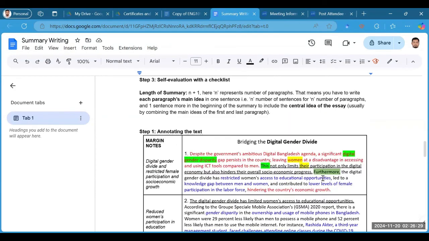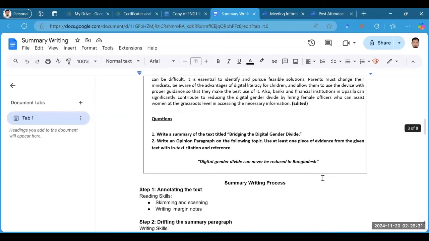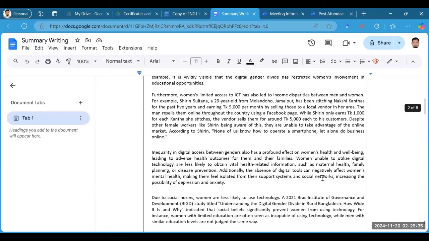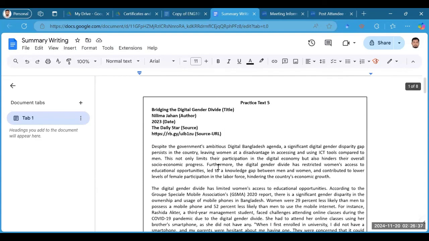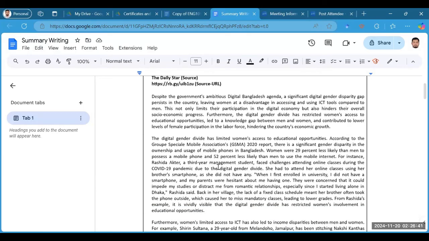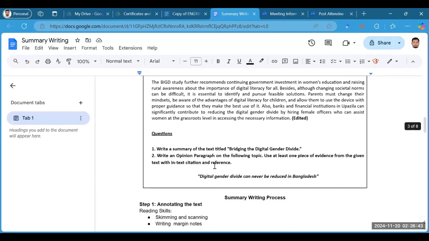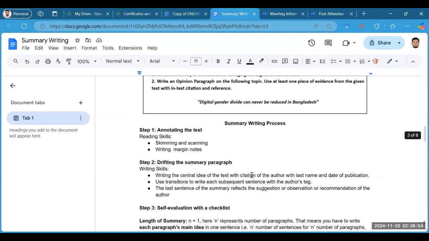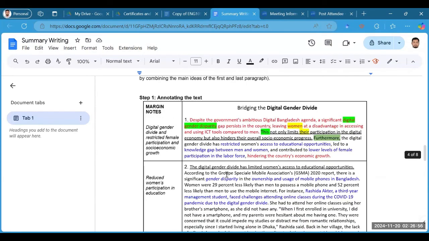All right, so this is the first question that you have to deal with in your midterm exam. I will create a second video on paragraph writing, opinion paragraph writing. So till then, good luck. Thank you very much for your time. I hope you understood the process, and this is the summary of the text. All right, so good luck.